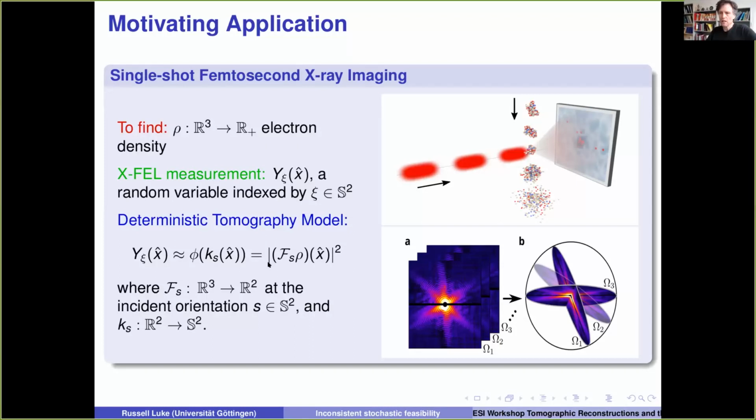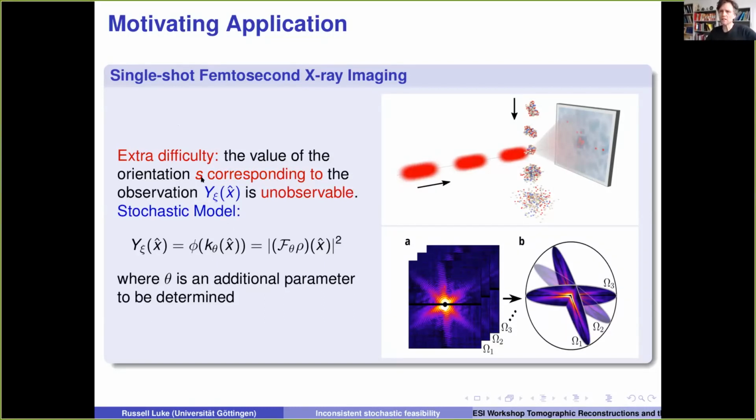In the deterministic tomography model, this data, the Y's, would correspond to the amplitude of the Fourier transform of the electron density at some orientation S, some rotation S, the magnitude squared of that. And these phi's are then just the amplitude measurement in the Fourier domain, and the rho is the actual object in the physical domain. I won't go into too much detail on the forward operator, but this is in the far field, at least at the moment.